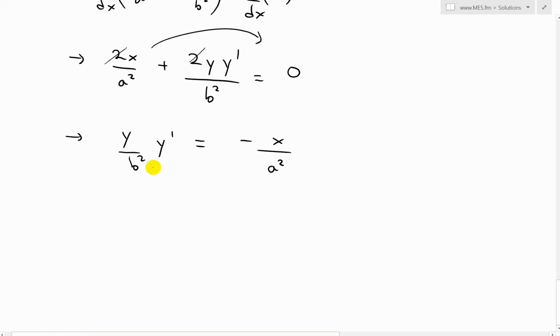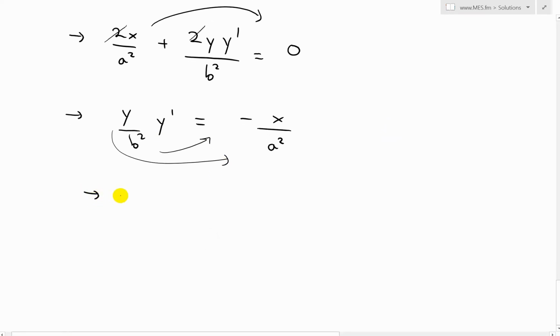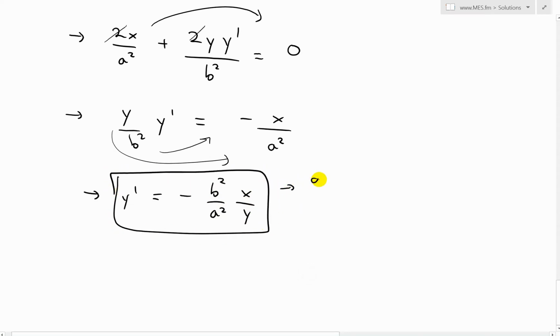So now what we'll do is multiply both sides by b squared, so move this over there, and the y, we move it to the bottom. So what we get is y prime equals negative b squared over a squared times x over y, like that. And then at the point P, which is again (x1, y1), we can just plug in those values. So then we get y prime equals negative b squared over a squared times x1 over y1, like that.